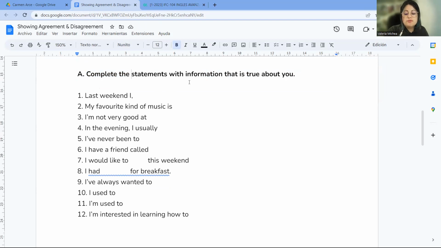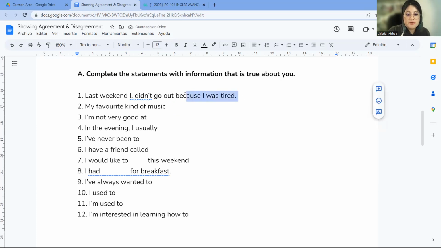So write your information. For example, last weekend, I didn't go out because I was tired, for example, all right? So that's all you need to do. My favorite kind of music is hip hop and R&B. Then I'm not very good at, etc., etc. All right, so just write information about yourself.